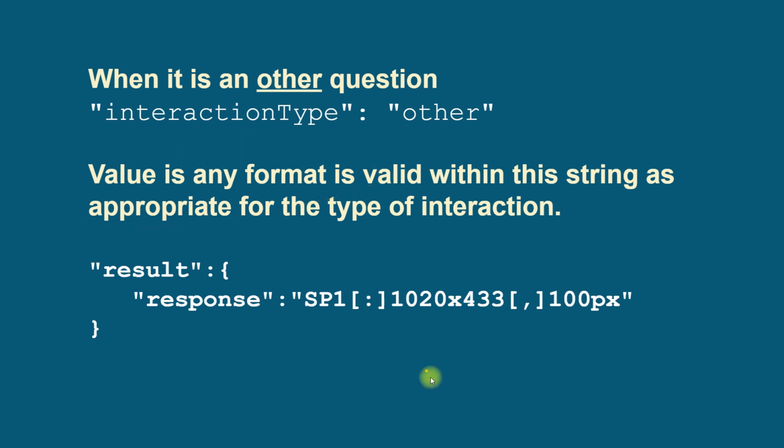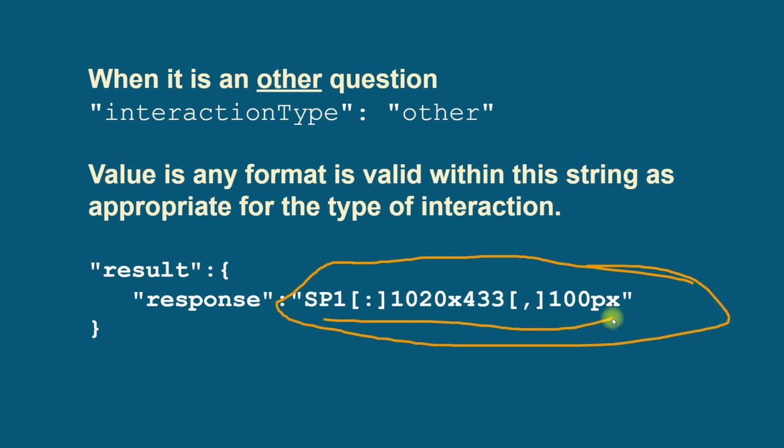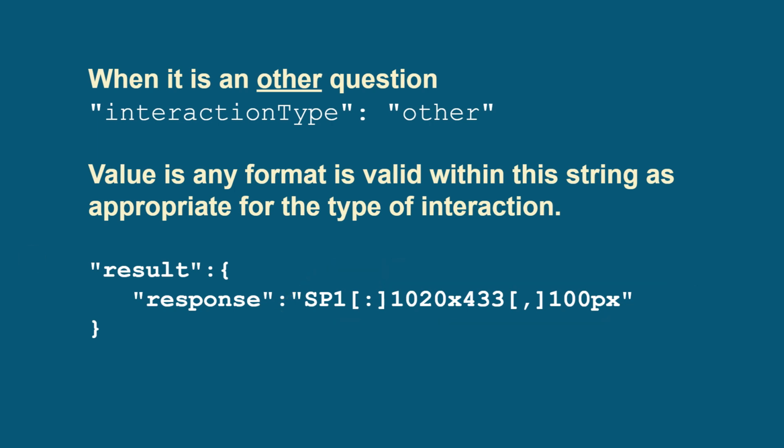So I've made up one here where I said SP1 is the thing that they picked, and it had a particular XY coordinate in the image, and there was a 100, they were 100 pixels outside of that range or something. Again, I'm making it up as if this were a hotspot question, but you get the idea. You have control over the response format and what the user responses look like, so you're not bound by the rules of those other types.